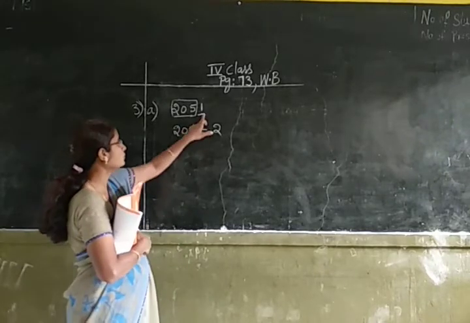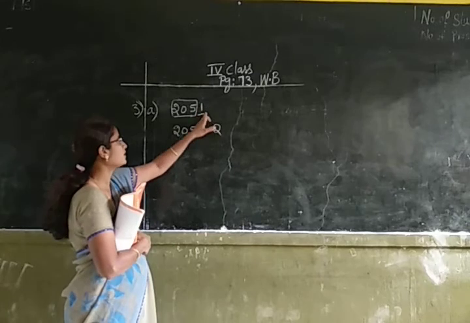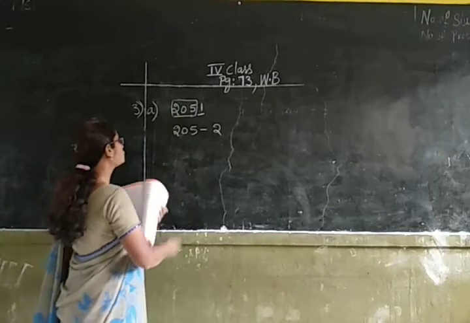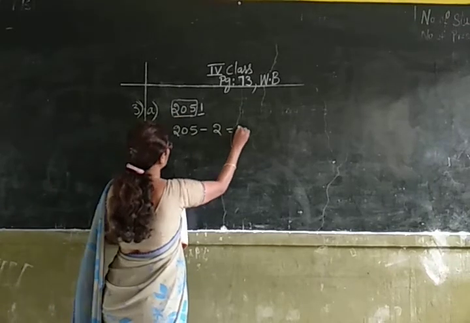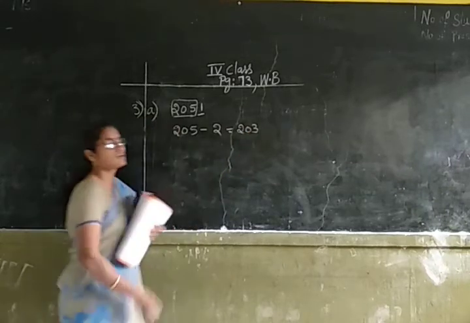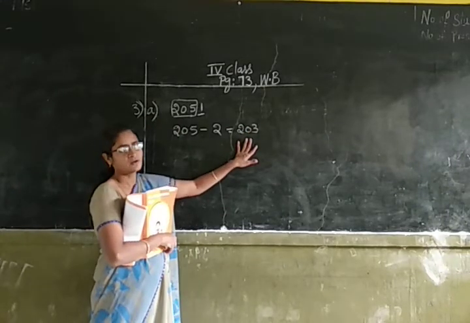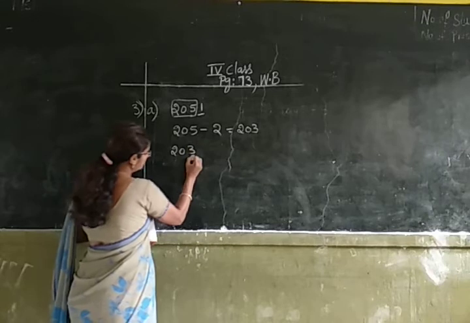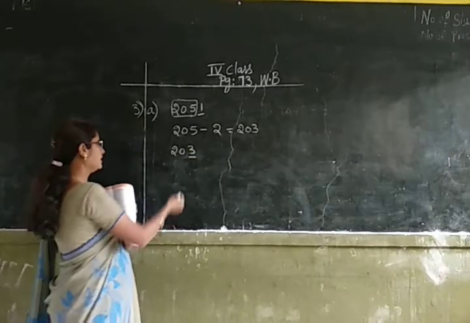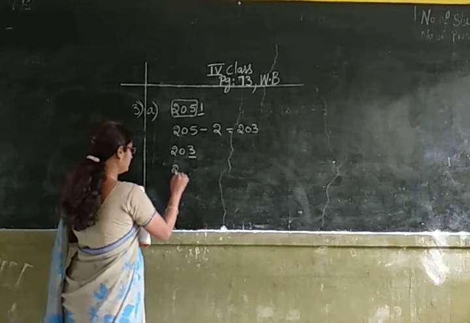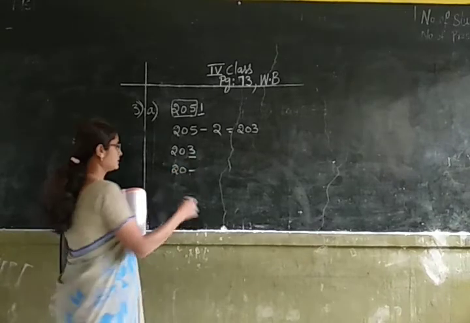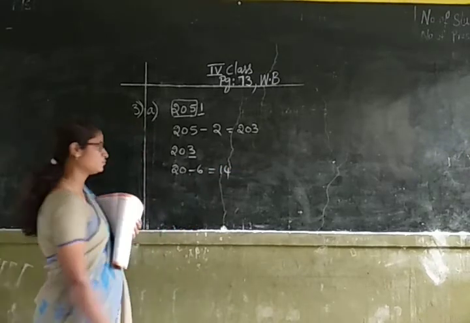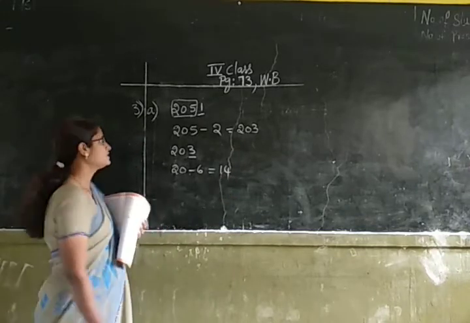Okay children, what you have to do? You have to double the last digit. So 1 plus 1 is 2, and subtract it from the remaining digits. So 205 minus 2 is 203. Yet we cannot find out whether it is divisible by 7 or not. So let us repeat the process. So 203. Now let us double the last digit and subtract it from the remaining digits. 3 plus 3 is 6. 20 minus 6 is 14. And 14 is divisible by 7.